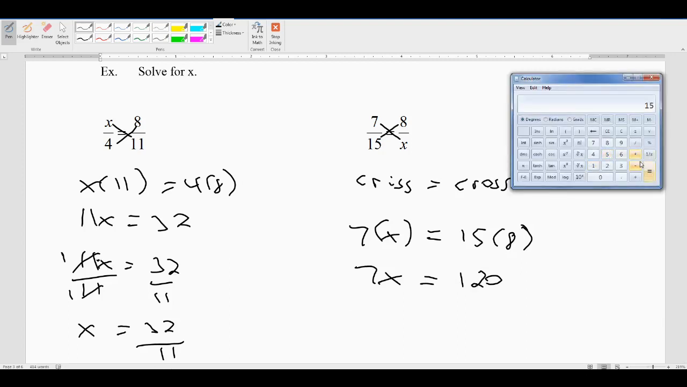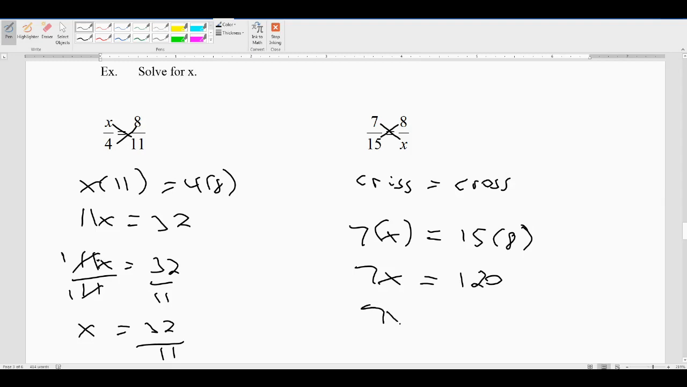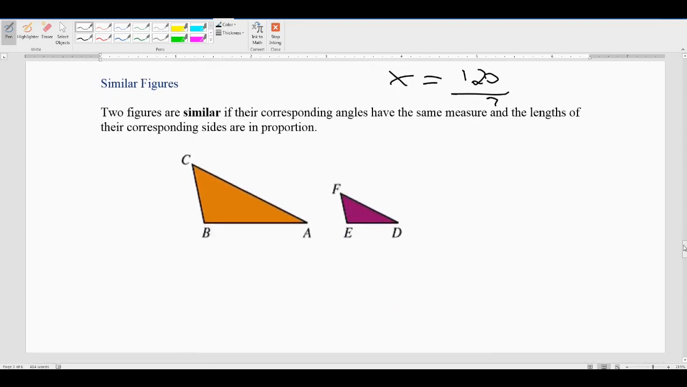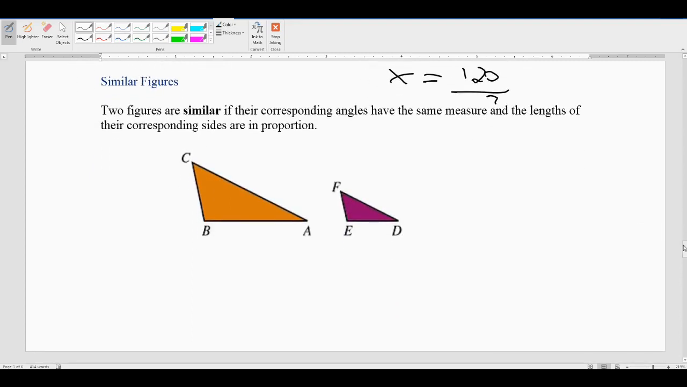15 times, that symbol is multiplication, 8. 120. Never hurt to check. And then to solve this for x, once again, I'm going to get the x by itself. That's 7 times x. So I divide both sides by 7. That does not reduce. 7's cancel. Leaves x equals 120 over 7. And the reason why I did that is so we can answer some questions involving similar figures. We're going to focus on similar triangles.